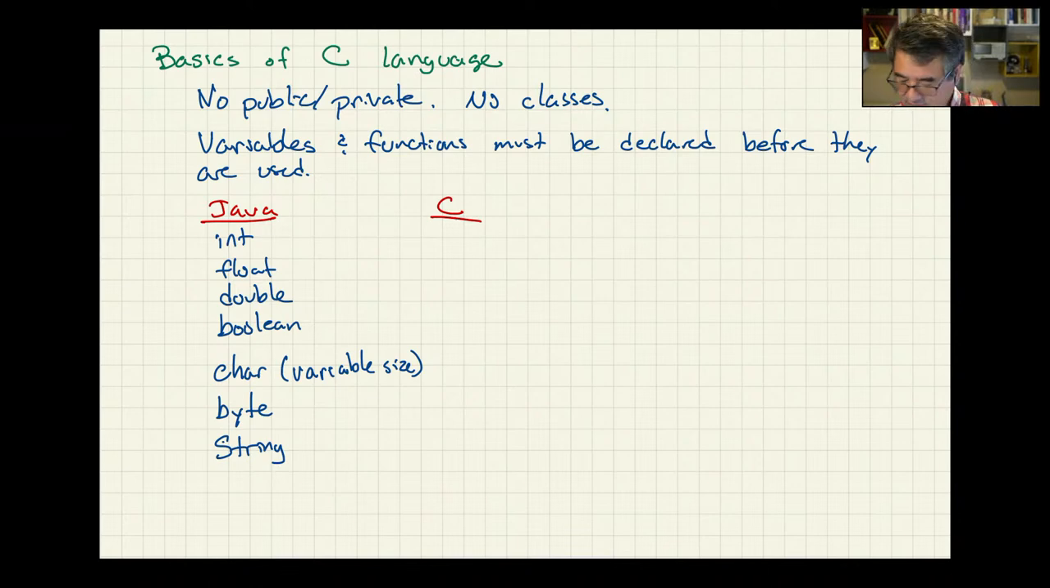Steve says int, that's good. With the caveat that in Java, an int is defined to be a 32-bit quantity, and in C, it's going to be processor-dependent. Most likely, on a modern processor, int is going to be the one that you want.